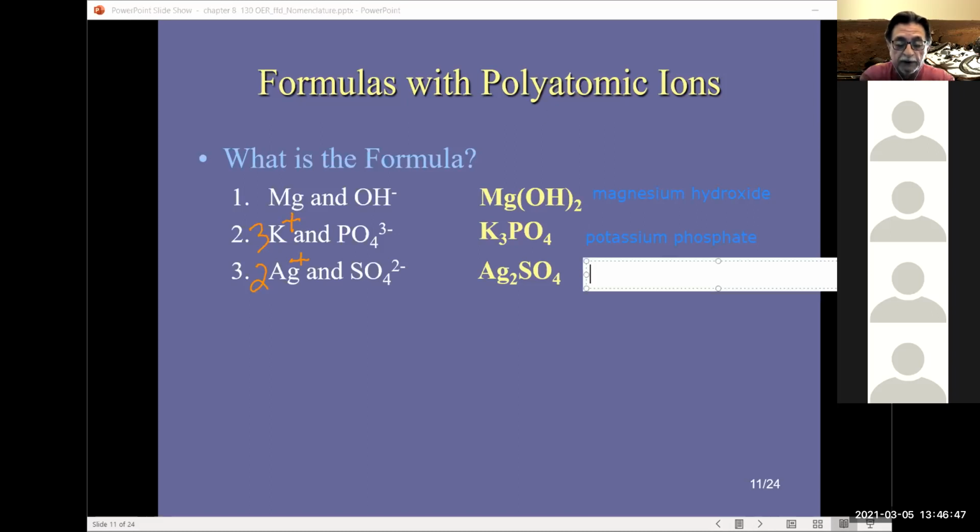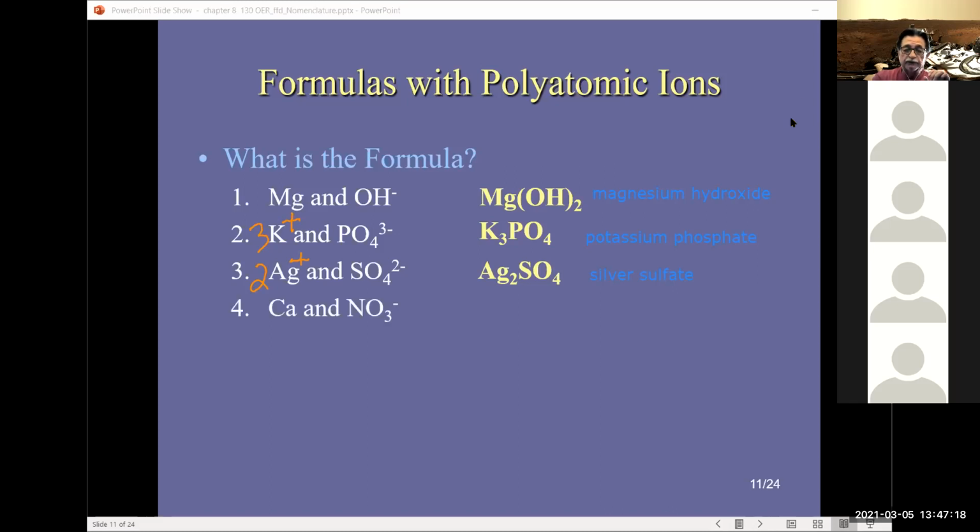I'll type it out, name-wise, silver sulfate, not to be confused with the sulfite, ITE, which is one less oxygen, okay? Totally different species. Again, you notice that there's only one sulfate. We only need one sulfate entity, polyatomic ion, so we don't need parentheses in this case. All right, let's do the next one.